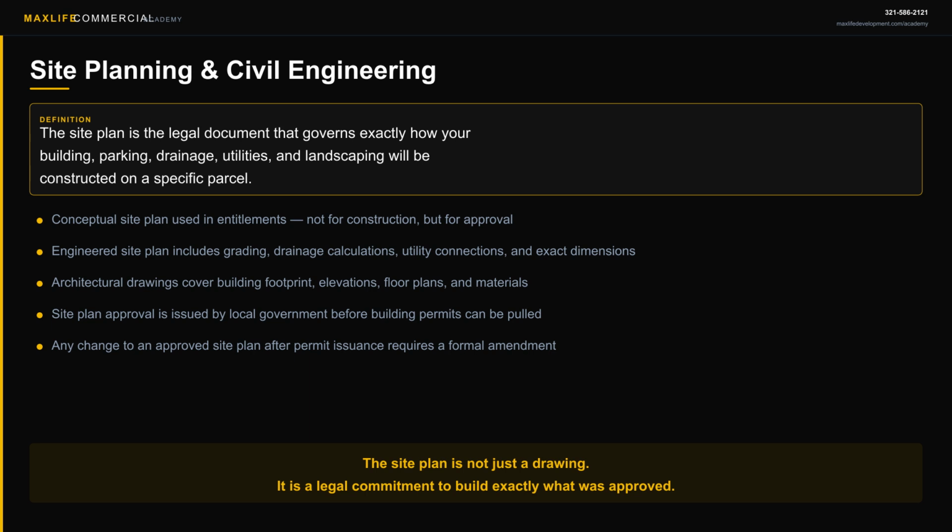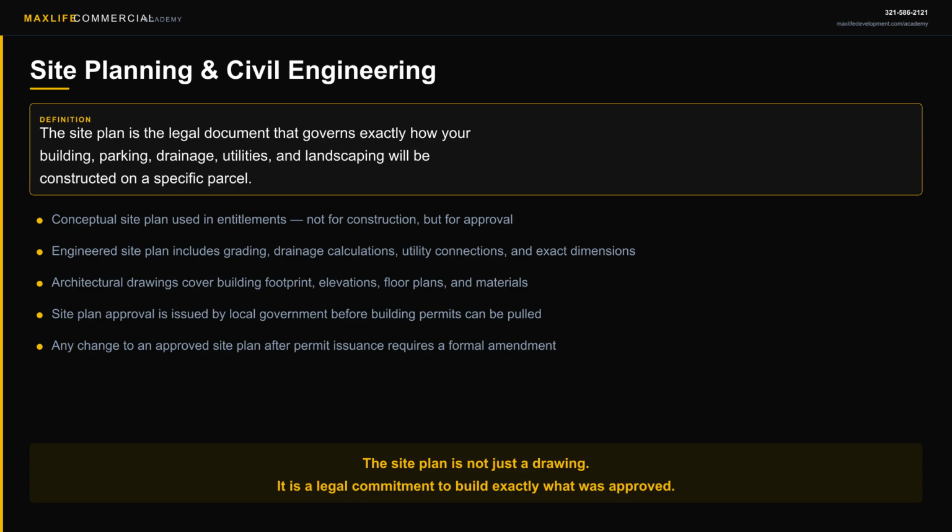The site plan process has two stages. The conceptual site plan is used during entitlements. It is professional enough to demonstrate feasibility, but it is not engineered. You are showing the planning board that the use fits on the property and meets the general requirements of the code. The engineered site plan is the full construction document.